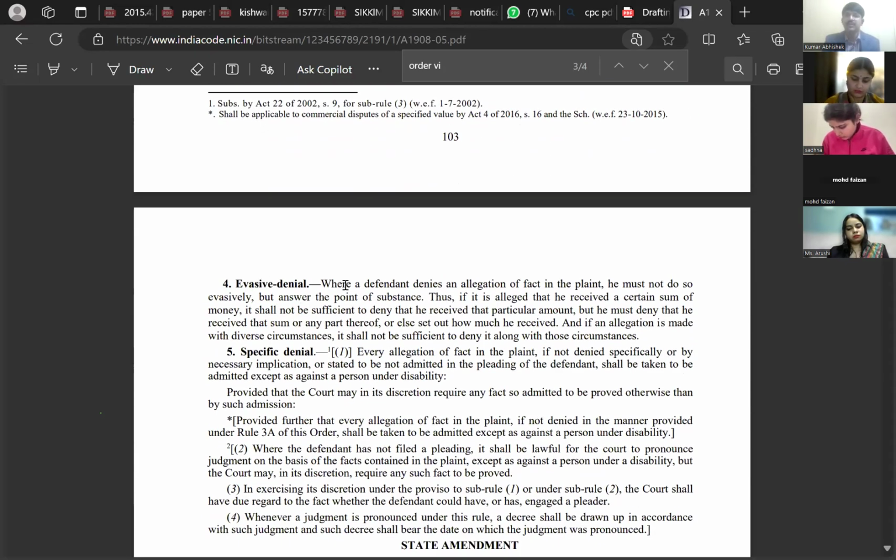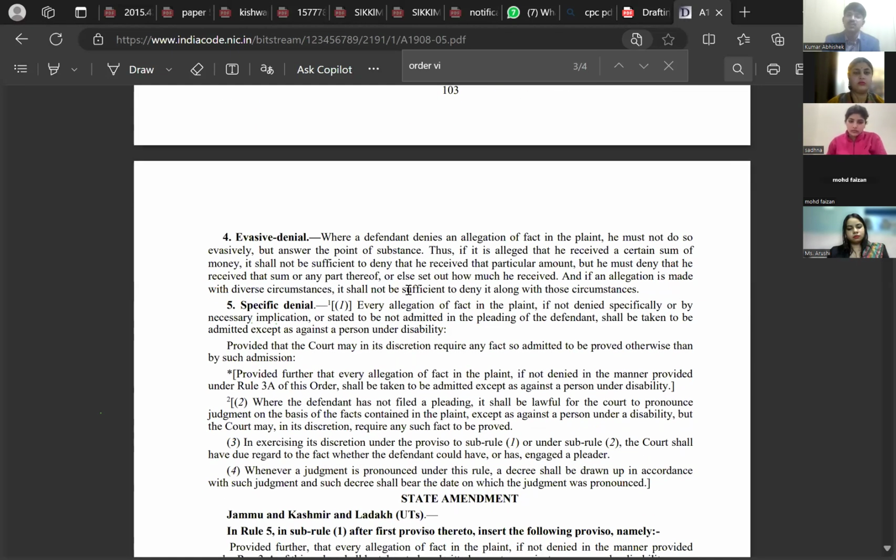Rule 4 talks about evasive denial. Where a defendant denies an allegation of fact in the plaint, he must not do so evasively, but answer the points of substance. Thus, if it is alleged that he received a certain sum of money, it shall not be sufficient to deny that he received that particular amount, but he must deny that he received that sum or any part thereof, or else set out how much he received. And if an allegation is made with diverse circumstances, it shall not be sufficient to deny it along with those circumstances. Therefore, you have to specifically answer a claim that has been made.